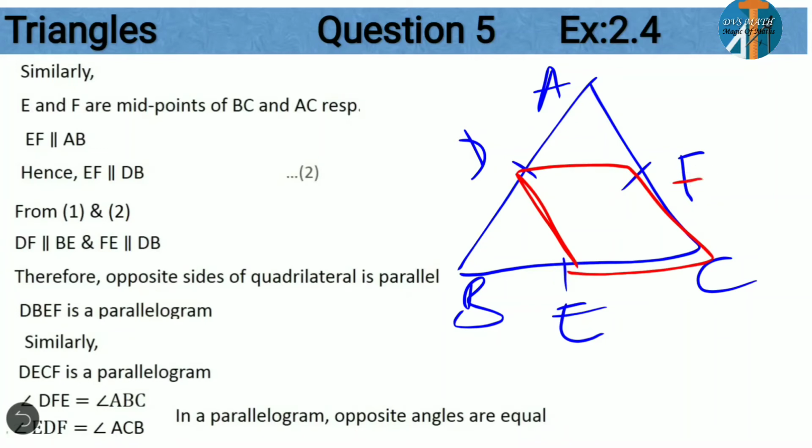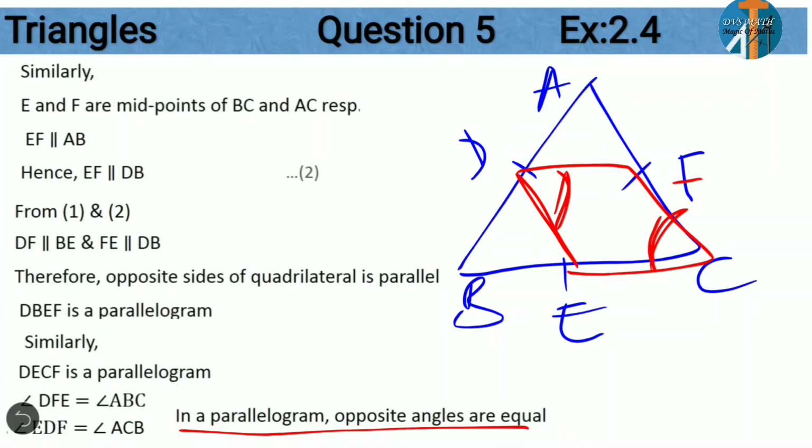So if we consider DECF, here also we can consider angle D is equal to angle C. Overall, we can write that opposite angles of a parallelogram are equal. So we got two angles equal, right? As you all know, two angles are equal.